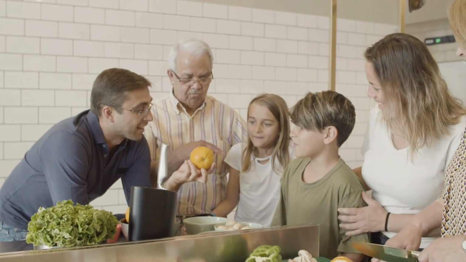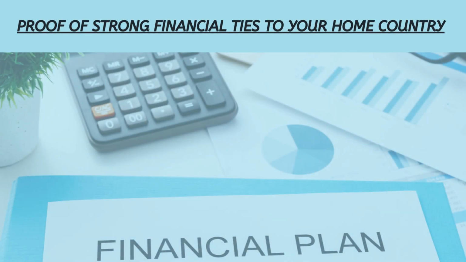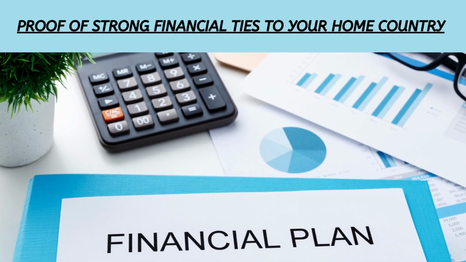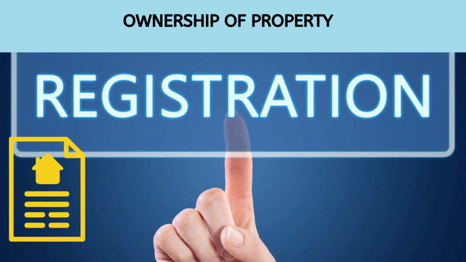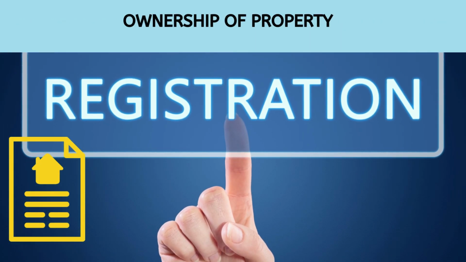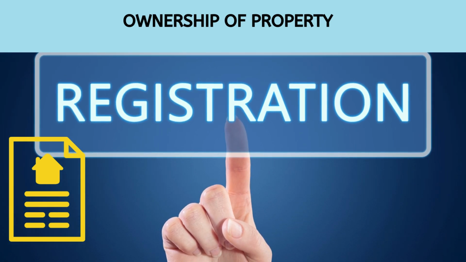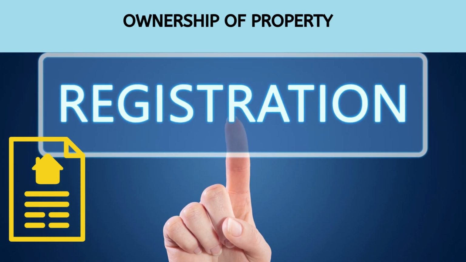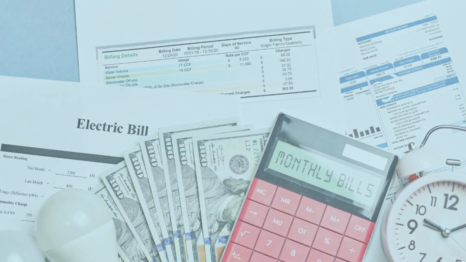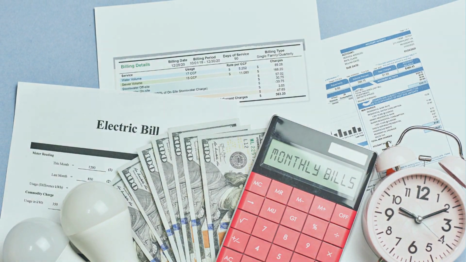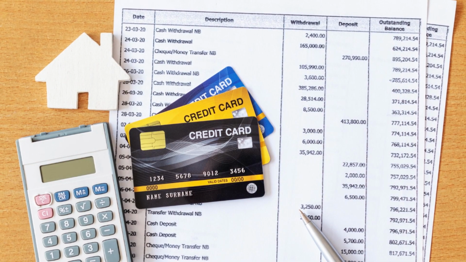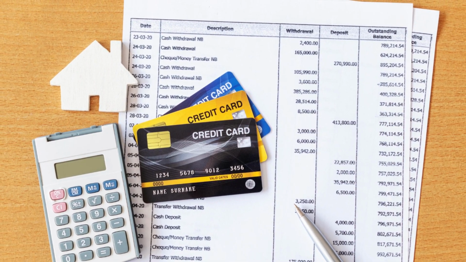So friends, in order to show proof of strong financial ties to your home country, you can show ownership of property, like proof of residence. So for that, you can carry a copy of the official registration documents showing home or land ownership, or copy of utility bills like electricity bill to show that you live here. Or you could show proof of investments or maintaining bank accounts in the home country by carrying bank statements.